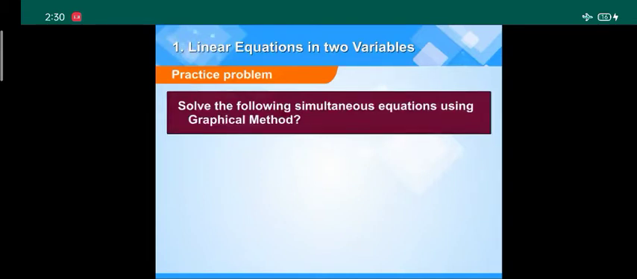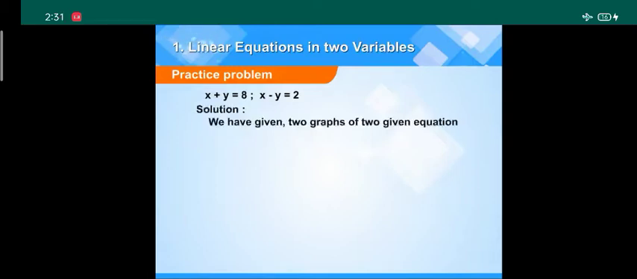Solve the following simultaneous equations using graphical method. Problem number 1. x plus y is equal to 8 and x minus y is equal to 2.